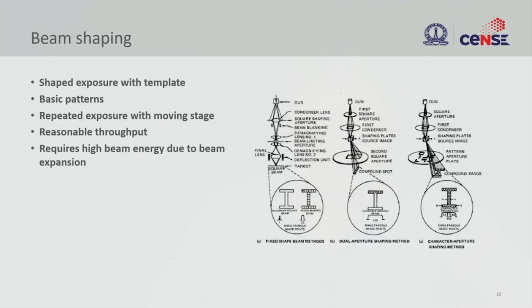And this is how we can improve the throughput, right. Instead of using a pencil beam, you use a template, right. There is a shape that we use as a template, and then you can repeat that shape along the wafer, so that you can make a pattern.